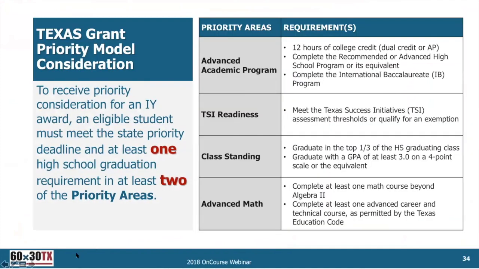So in order to be considered, we talked about the state priority deadline. This is where it comes into play. If a student meets the state priority deadline, which is determined by the school on how they meet that, and they have at least one of these high school graduation requirements in at least 2 of these areas, then they are basically bumped higher in priority than other students. So this is a way, if a student has done exceptionally well in high school, they're given a higher priority on getting Texas Grant.